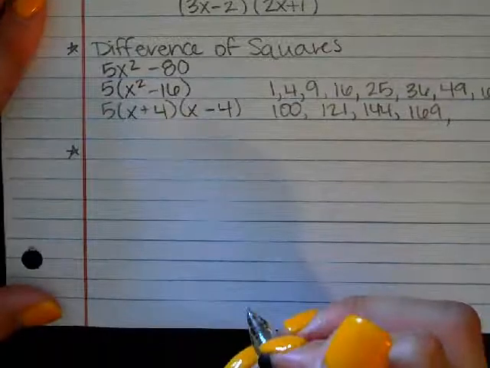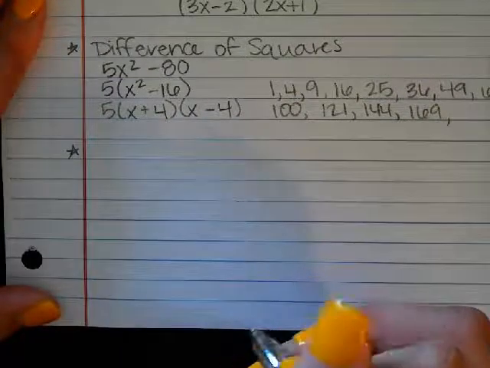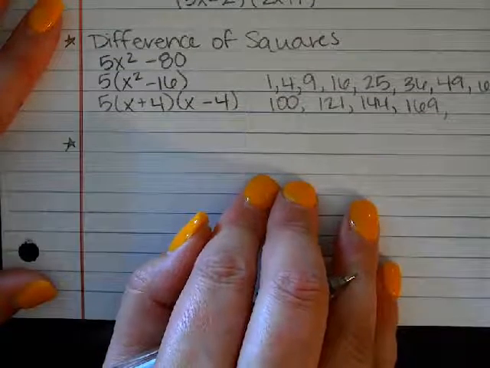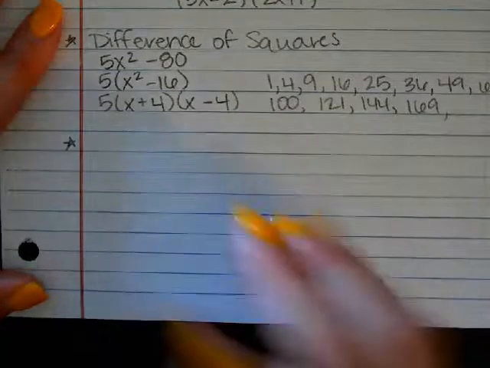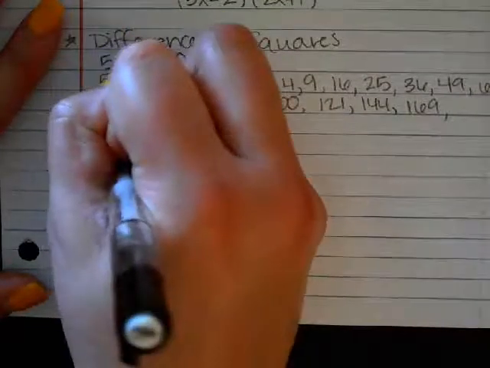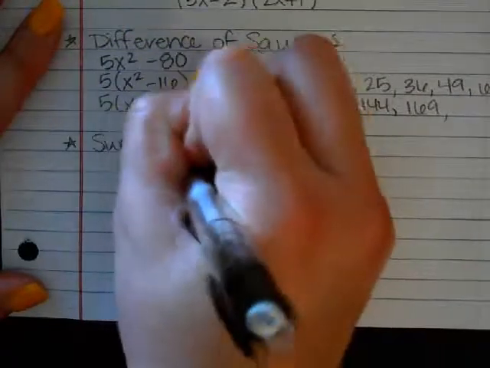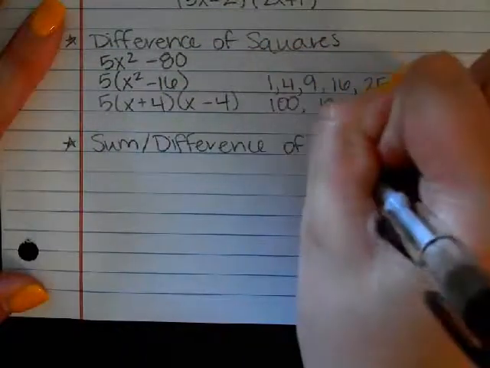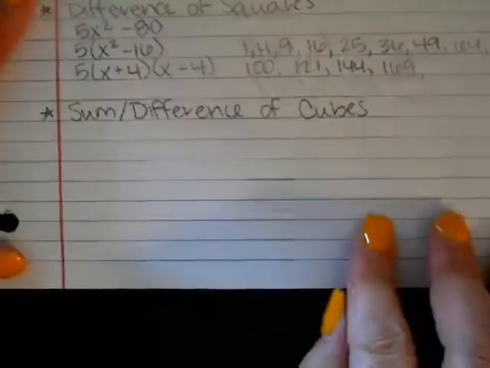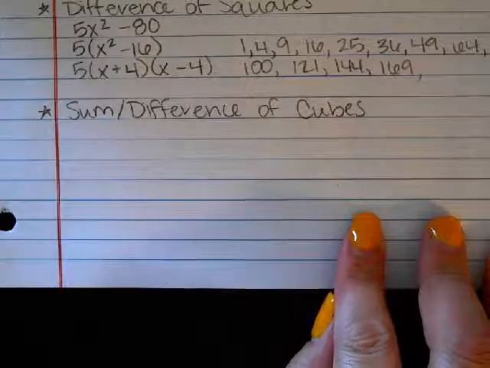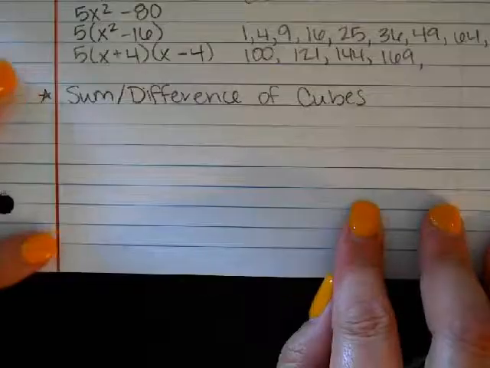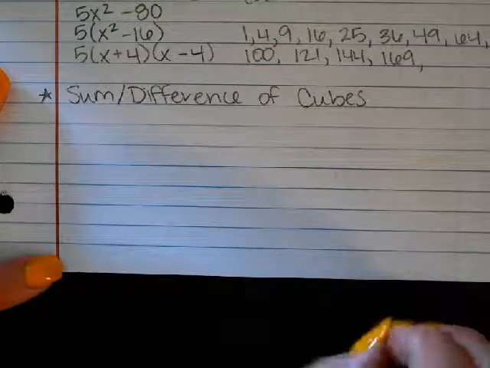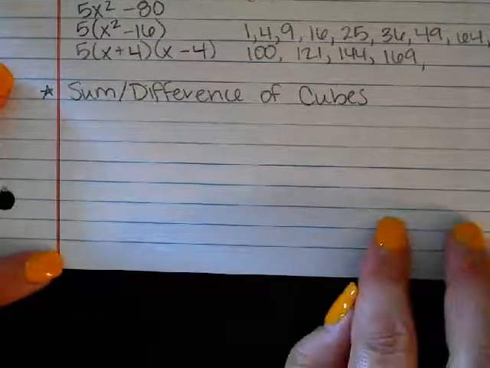All right, here is the one that is new to us. Are you ready? It is sum and difference of cubes. We're looking for cubes now, perfect cubes. Sum and difference of cubes.